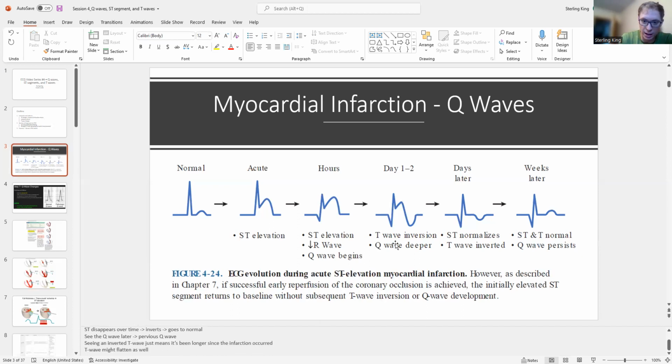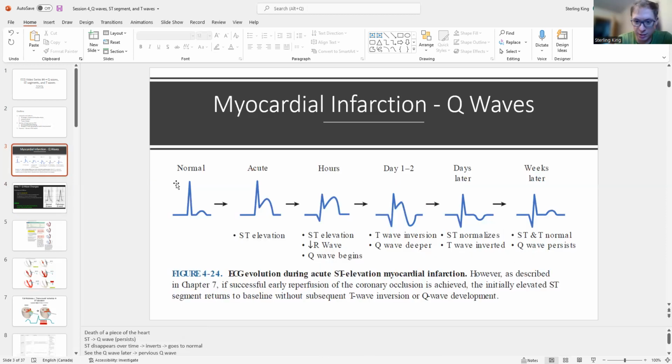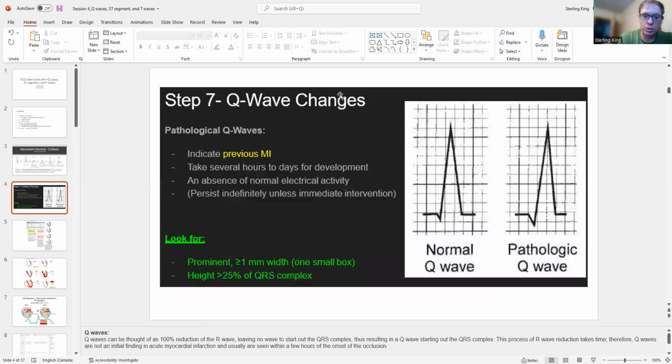The other thing I wanted to say is that just because you're seeing a biphasic T wave, it's not specific in itself. It just means it's been longer since that piece of heart died, because you don't see it initially. You don't see it till day 1, day 2. Aside from that, there's not too much to get from it. Same with the inverted T waves. Again, it's later.